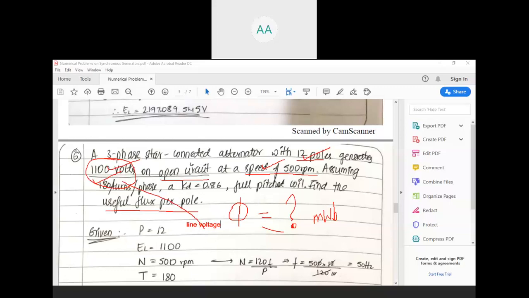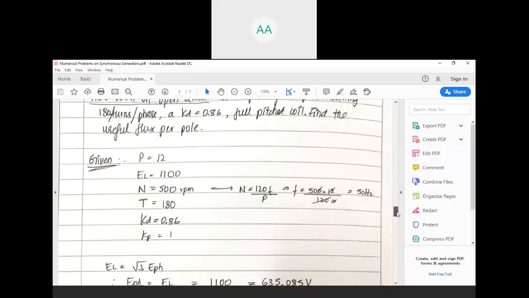One more thing to remember is that for full pitched, Kp equals 1. This is the value when it is a full pitched coil. So the value of Kp will be equal to 1 and Kd equals 0.86. All the data has been given, and what you need to find out is the useful flux per pole.